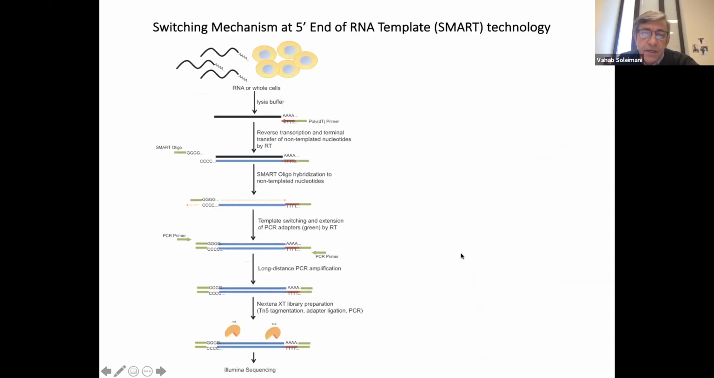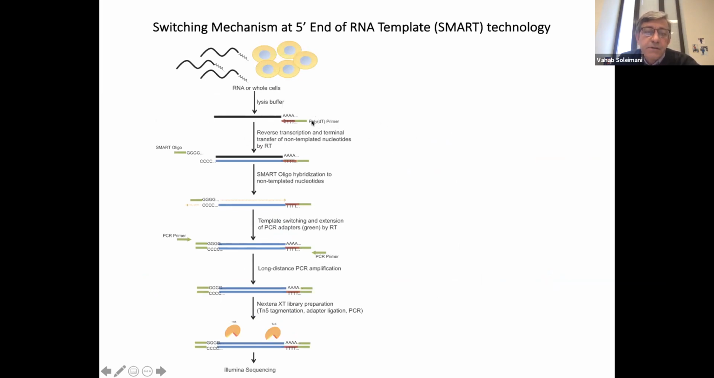So just so that everybody is on the same page, I'll spend 1 minute explaining how the SMART technology works and why it is so potent and so efficient for low cell numbers. Essentially, you don't need any RNA extraction protocols. You put your cells directly into the SMART reaction buffer, and it just blows up your cells, so the contents of the cytoplasm are out.